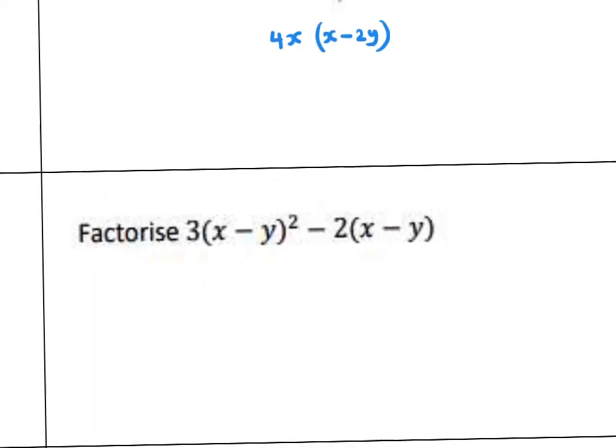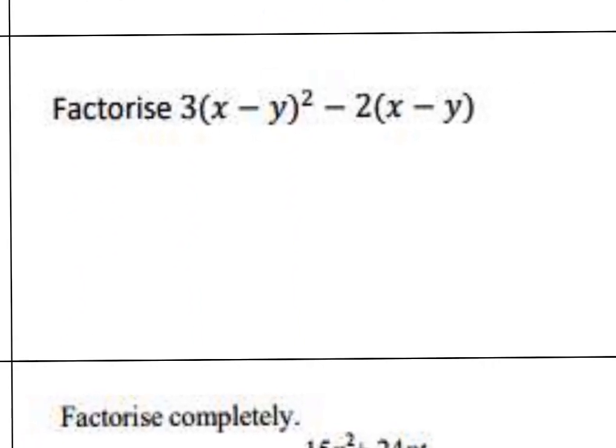Moving on. Number 3. For the numbers, we have two terms also, 3 and 2. What is the HCF for 3 and 2? There is no common factor between 3 and 2 except 1. Now we have this quantity squared and this quantity to the power 1. So this quantity is common, which is x minus y. This bracket x minus y is common in both. So the common factor is x minus y.